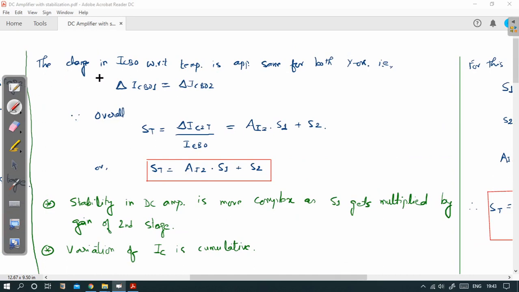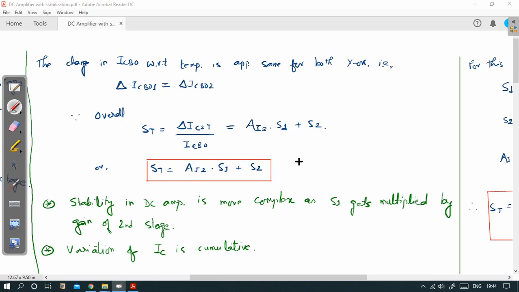That is, the change in ICBO with respect to temperature is applicable for both transistors. So assuming that both of the transistors used in the basic DC amplifier are identical, we can write that delta ICBO1 equals delta ICBO2. So overall we can write that ST becomes equal to delta IC2 by delta ICBO, which can be further expressed as AI2 into S1 plus S2.